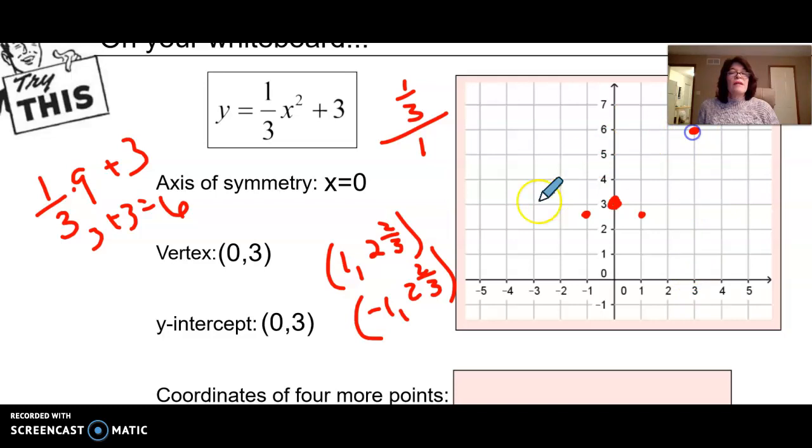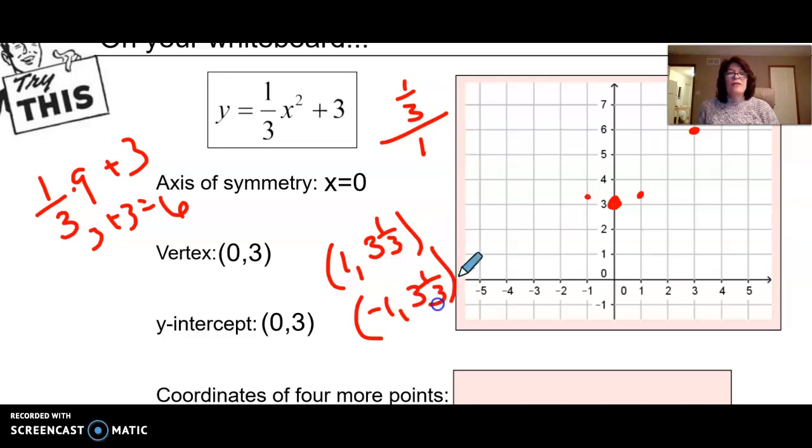I'm sorry, I messed up. I don't know why I went down. The last one was negative. This is a positive 1/3. I should have gone up 1/3 and over 1. Up 1/3 and over 1. Thanks for catching me, guys. Sorry about that. Okay, so it's actually 1, 3 and 1/3.